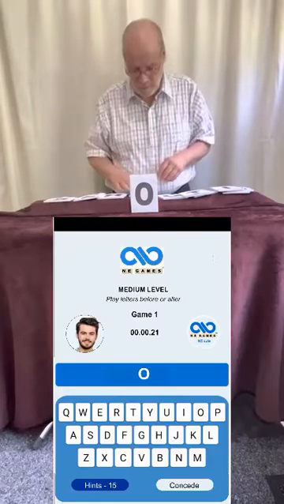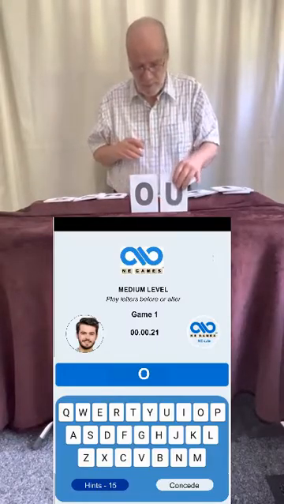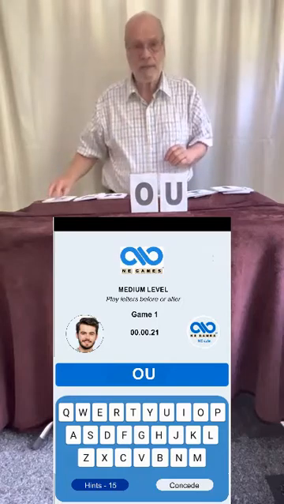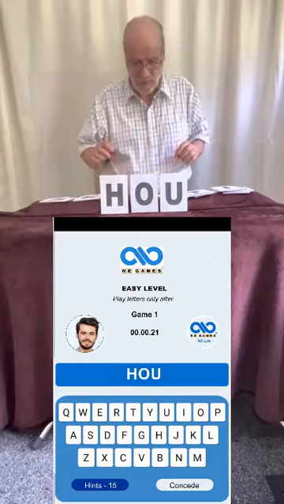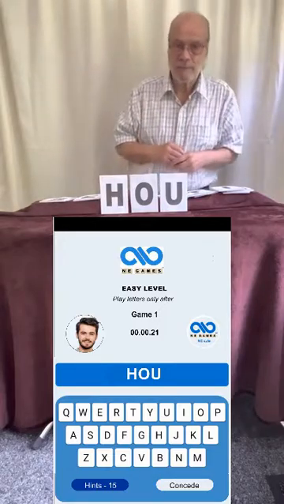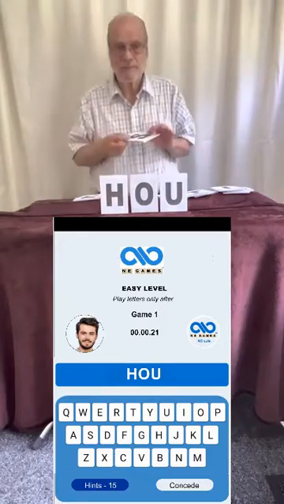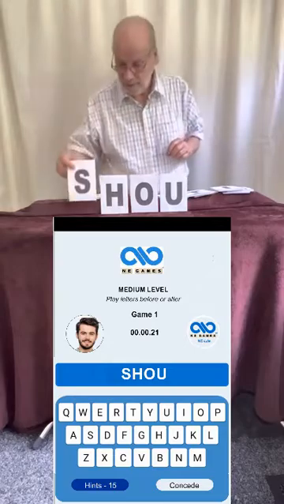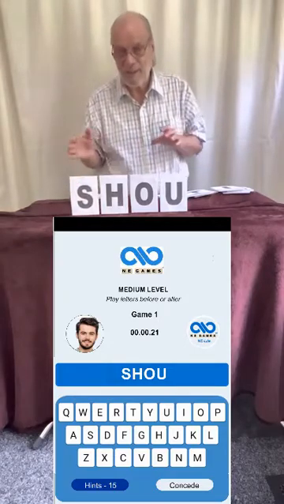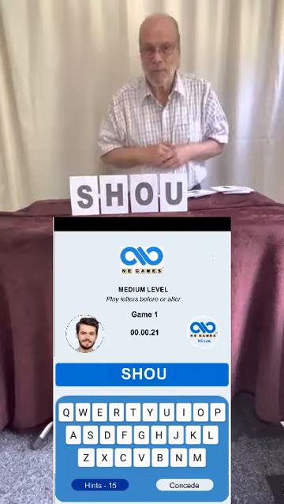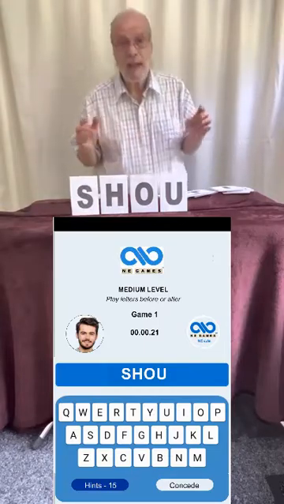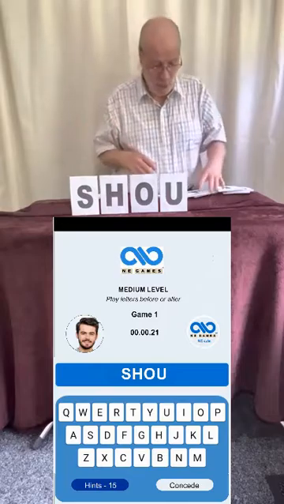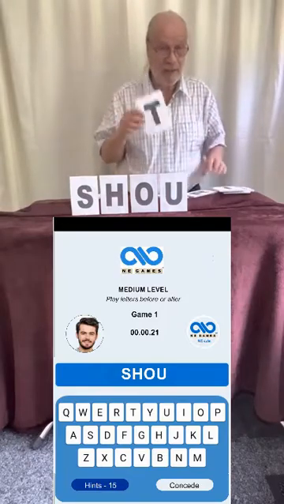So in this example, the computer started with an O. I play U. Now this time the computer plays in front, and it plays an H in front, which is looking a bit like the house bit, but I'm going to go in a different direction, and I'm going to put an S in front. So you can see how this changes your mindset. So we now have words beginning S-H-O-U, and I'm hoping that it's going to play the T.